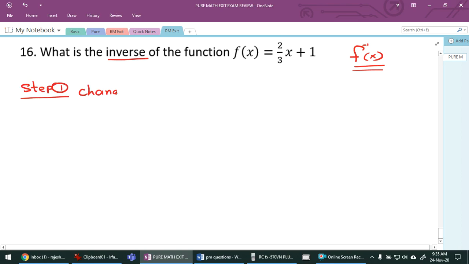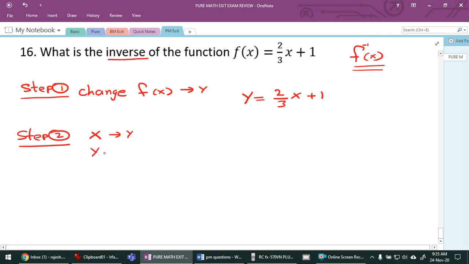Change f of x to y. You have f of x here. Just write y equal to 2 by 3x plus 1. So step 1 is very easy. Just change f of x to y. Now step 2. You should change x to y and y to x. So wherever you see y, you have to write x equal to, wherever you see x, you should write y plus 1. Okay, step 2 is finished.